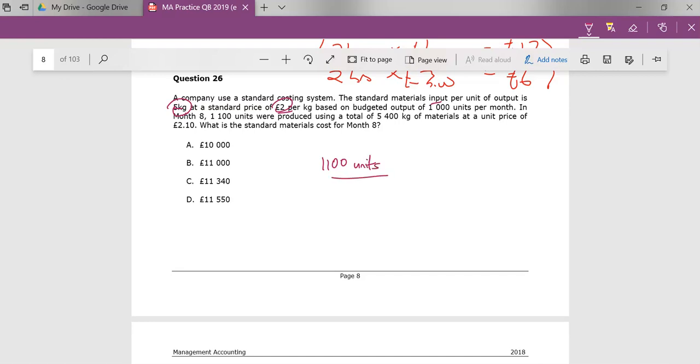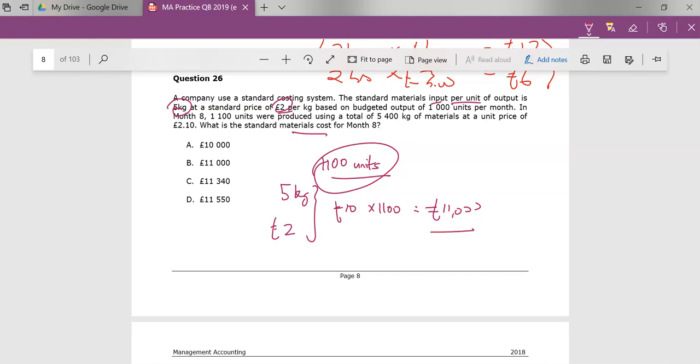1,100 units, right? So that's the situation. To make a unit, I'm expecting you to use 5 kilograms of raw material and to buy each of these kilograms at £2. So technically I'm expecting you to spend £10 on a unit, and therefore the standard material cost on 1,100 units is £11,000. I'm not doing any variance analysis just yet. I'm just wanting to understand what the standard material cost is.